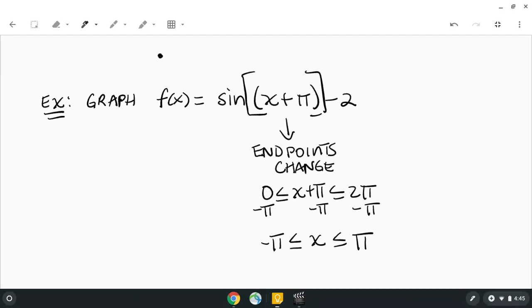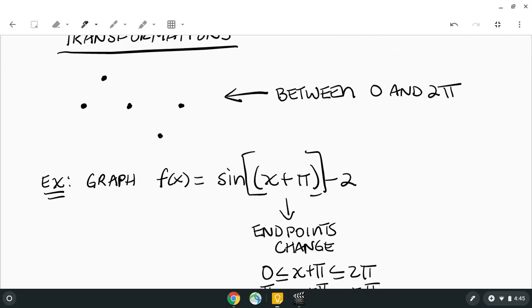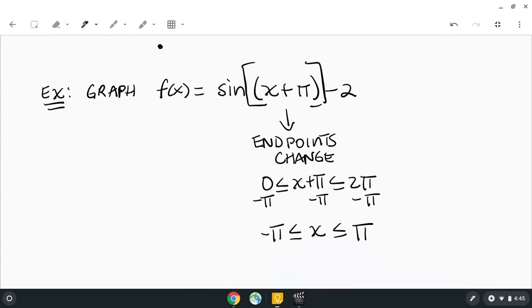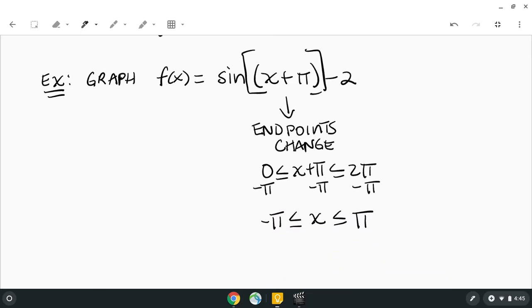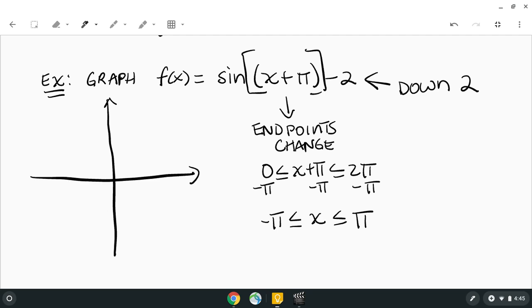Okay, so what happens is now this is going to tell me that I'm going to get one full cycle between negative pi and pi. So whereas before I was going to get these 5 points between 0 and 2 pi, now you're going to get those same 5 points, but they're going to be between negative pi and pi. And this is your traditional vertical shift down 2. Okay, all right, so let's take a look.